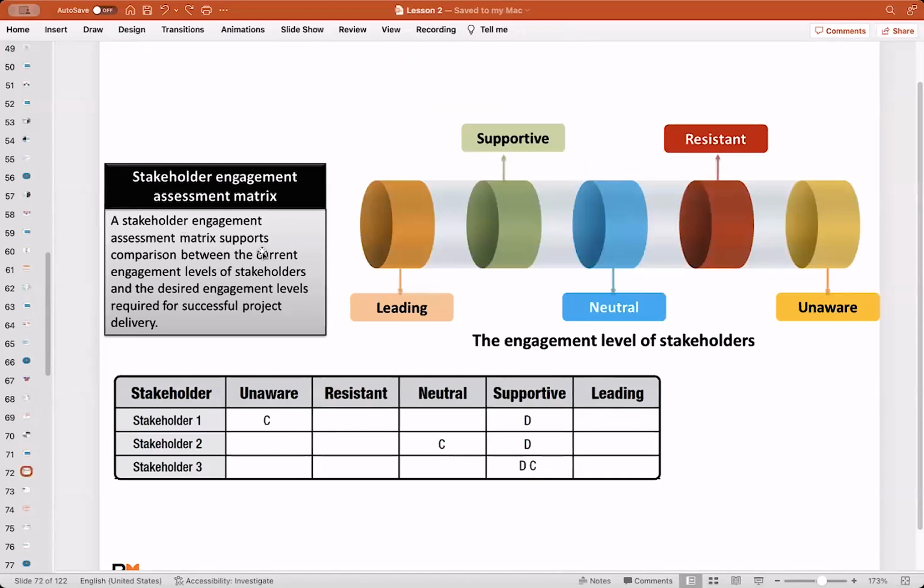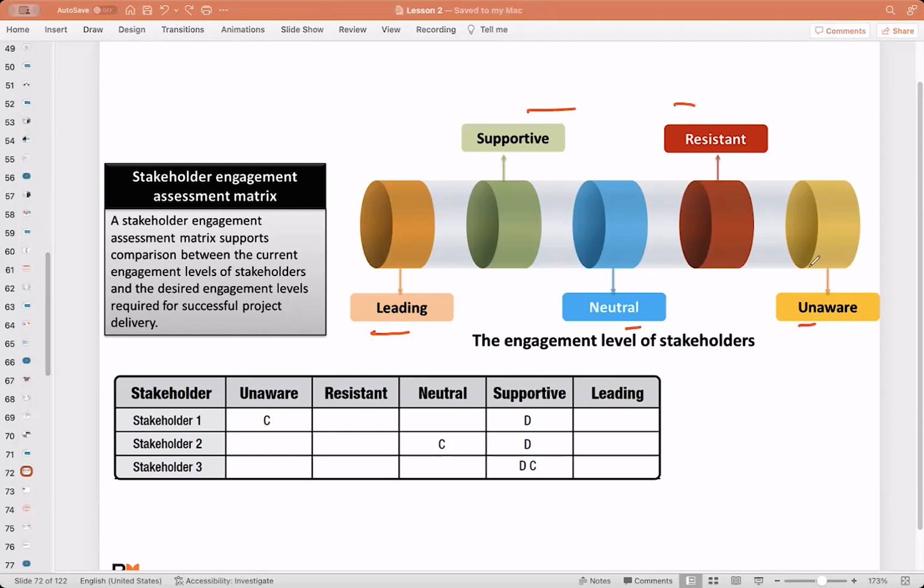Okay, what is it called? Stakeholder Engagement Assessment Matrix. On the screen you can see 5 different levels of engagement. How many of you can see? 1, 2, 3, 4, 5, like that it is there. These are the levels of engagement. Out of these 5, which is the most dangerous level of engagement? Please try to tell.